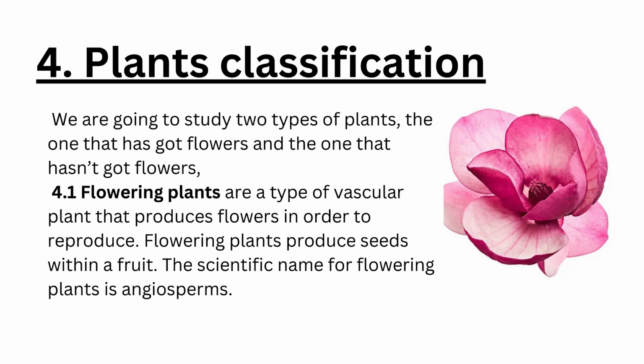For plants classification, we are going to study two types of plants, the ones that have flowers and the ones that haven't. 4.1 Flowering plants are a type of vascular plant that produces flowers in order to reproduce. Flowering plants produce seeds within a fruit. The scientific name for flowering plants is angiosperms.